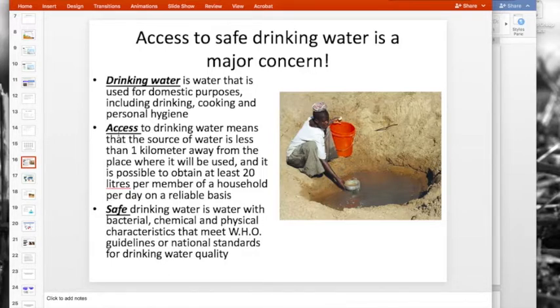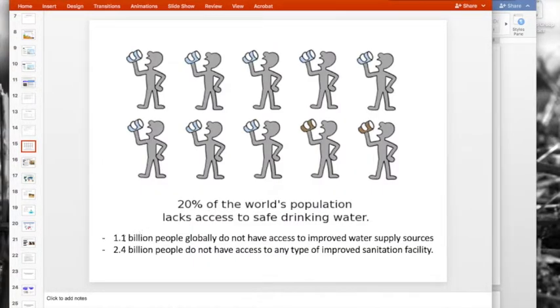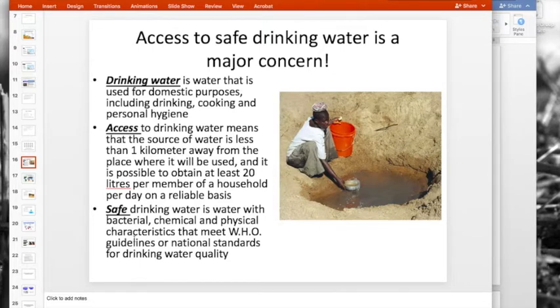If we skip back, 1.1 billion people do not have access to improved water supply sources. That means for these 1.1 billion, either that water is more than 1 kilometre away, or they're unable reliably to obtain 20 litres per person per day. And, by all means, pause the video, go and get a litre of milk out of the fridge, 20 of those.